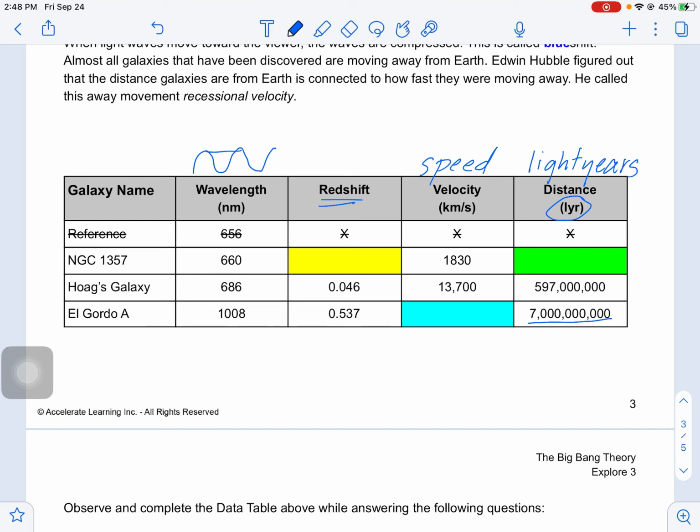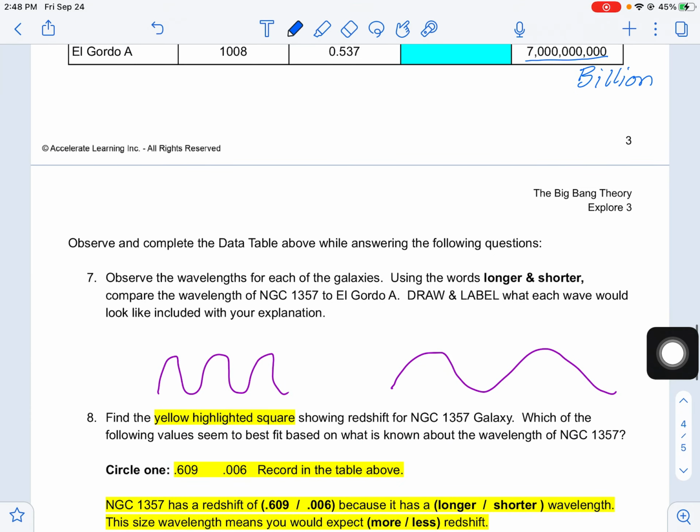So this number here is pretty big. This is 7 billion light years away. So that means that this galaxy is 7 billion light years away. So it takes 7 billion years for light to reach that galaxy from here, or vice versa. So number 7, we're starting just being comfortable with what we're noticing about these galaxies. We want to compare their wavelengths, figuring out which one is shorter, which one is longer, and labeling them here.